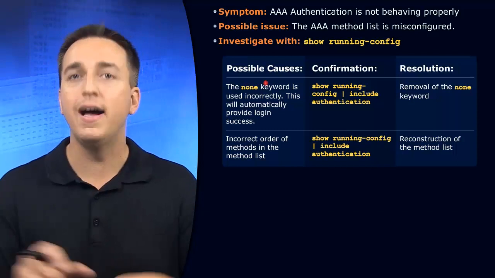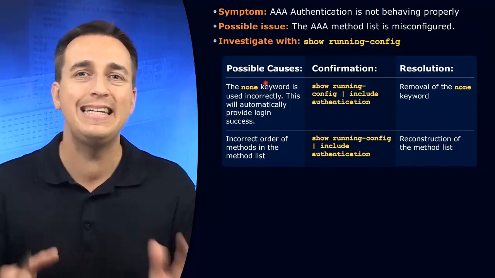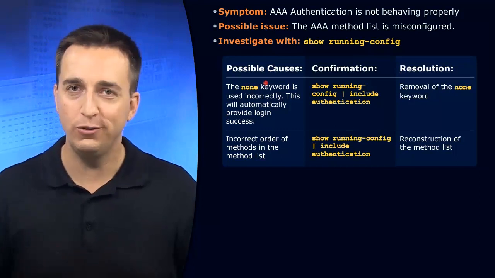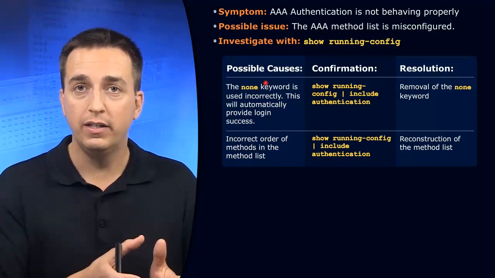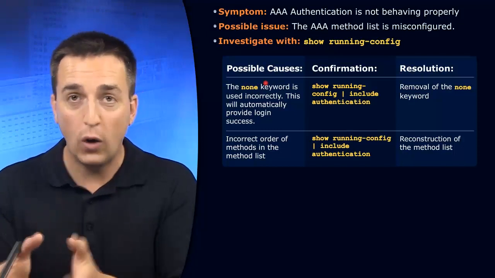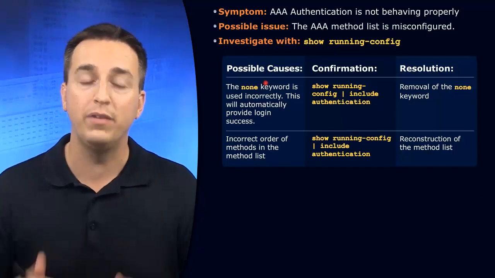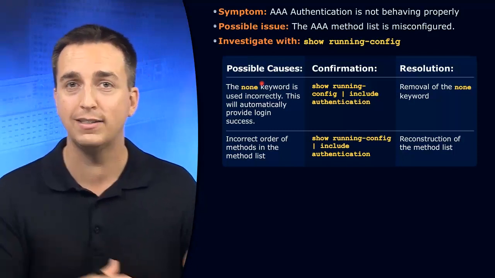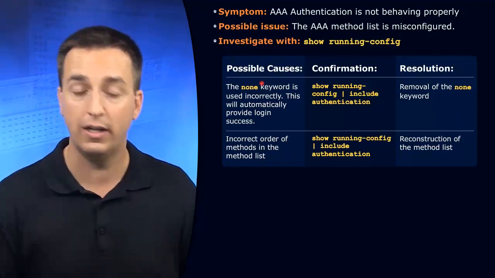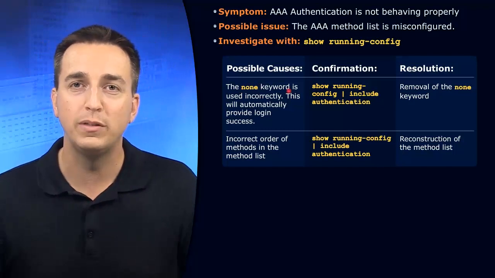None does not mean deny access. None means don't bother trying to authenticate that particular user. So if you specify a value of none, and all of a sudden none is what is being processed by the method list, that means you automatically gain access without having to provide any type of authentication credential. So if users are gaining access to the device for management purposes without having to authenticate, double check to see if that none keyword has been specified.